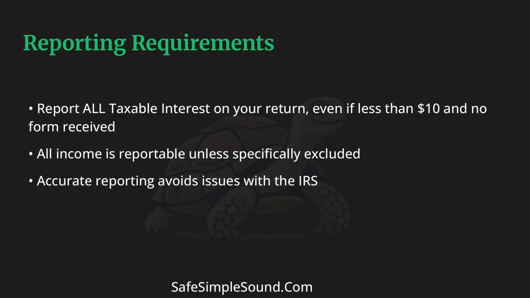Okay, here's a crucial point about reporting requirements. The $10 threshold is just for the payer to issue the form. But you, the taxpayer, are required to report all taxable interest you receive on your federal income tax return. Yes, all of it. Even if it's just $5 from that small savings account you forgot about, and you didn't get a Form 1099 INT for it. Why is this so important for accurate tax filing? Because the law says all income is reportable unless specifically excluded, and it ensures you're paying the correct amount of tax. It might seem small, but it all adds up, and being accurate avoids potential headaches with the IRS down the line.